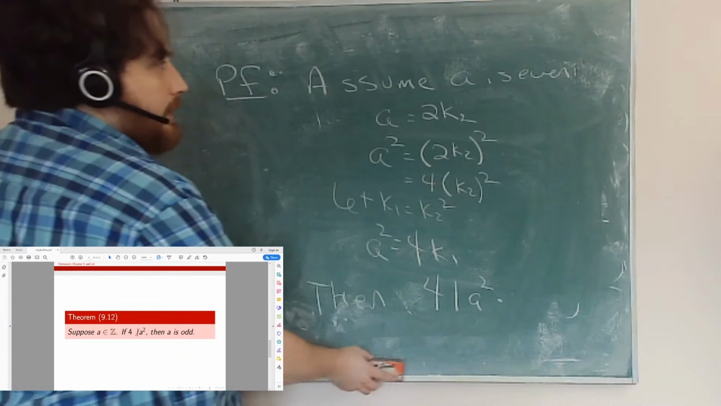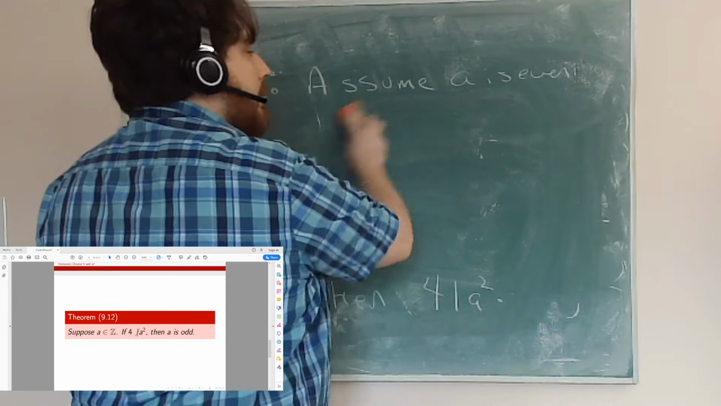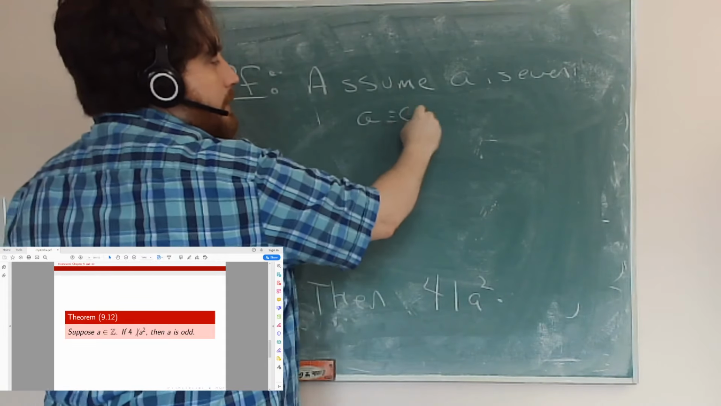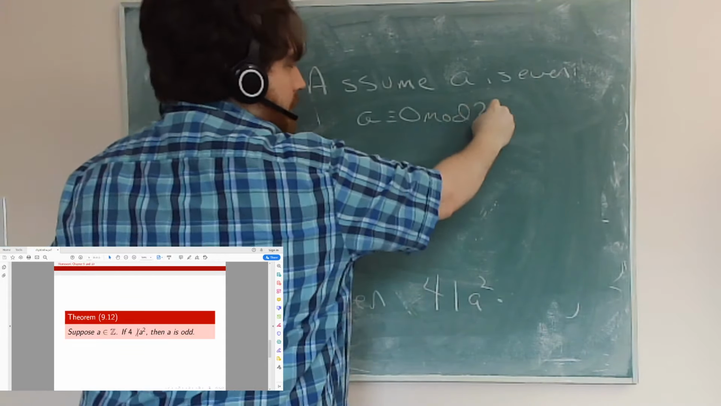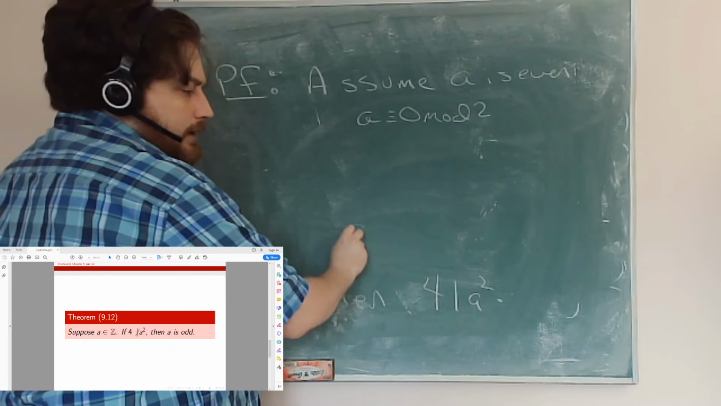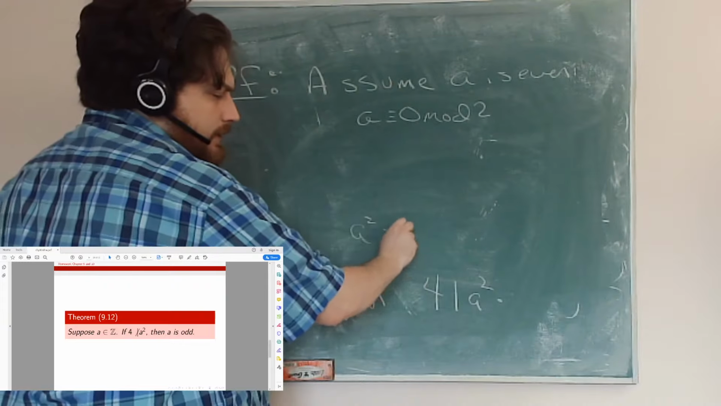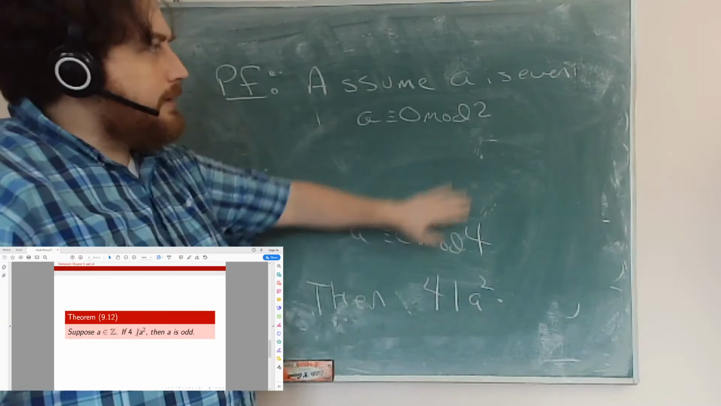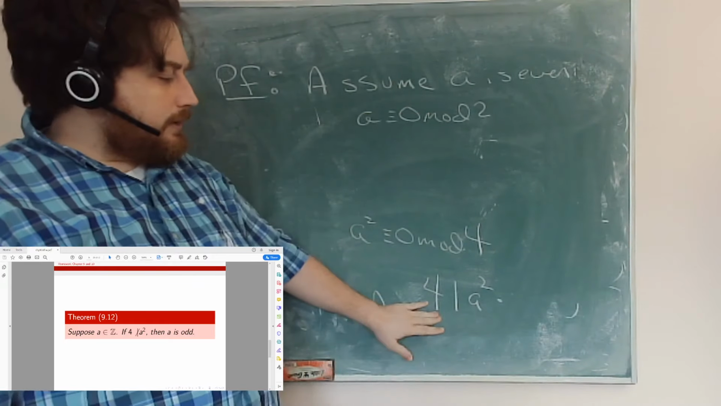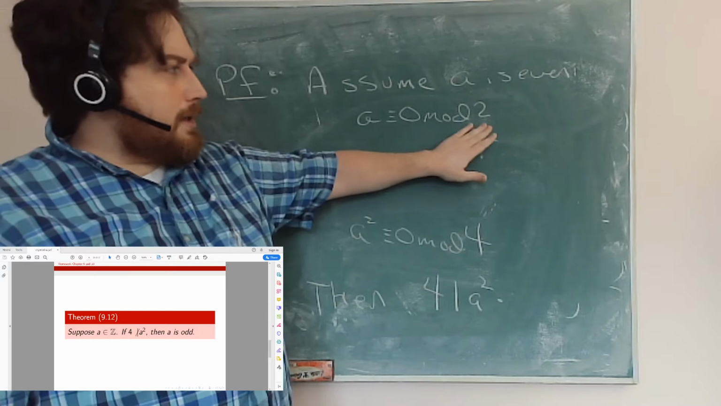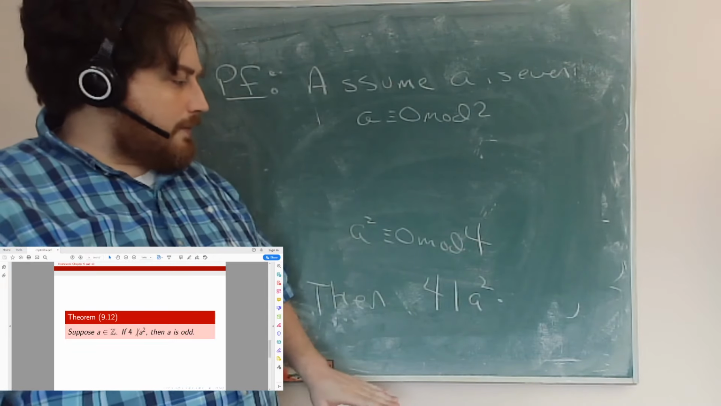Yes, we could say that a is congruent to 0 mod 2. So to be even, that's equivalent to saying a is congruent to 0 mod 2. But what we want to show here is that a squared is congruent to 0 mod 4. So I'm using different divisors here. Here I'm using 2, and here I'm using 4. So we haven't really talked about how to convert from mod 2 to mod 4.